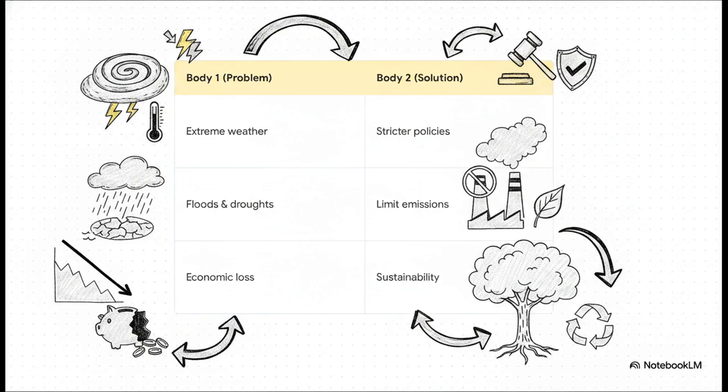Starting with Body 1, our problem, we see extreme weather leads to floods and droughts, which then leads to economic loss. Then over in Body 2, our solution. Stricter policies lead to limiting emissions, which directly leads to a sustainable environment. See how that works? Just a few core words and some cascading arrows are enough to trigger an entire paragraph's worth of structure right in your brain.